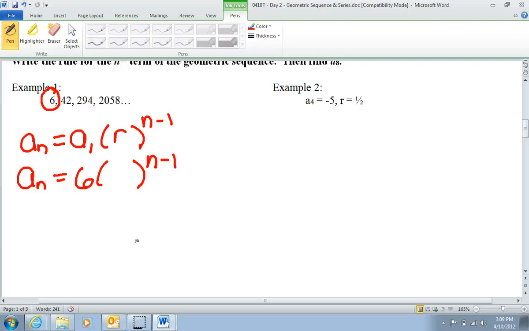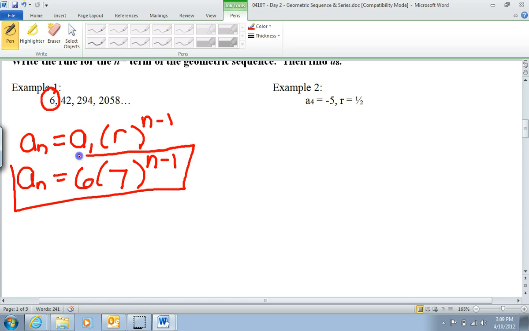True, okay? Get in the habit of thinking of it as a division problem, though. Think of it as 42 divided by 6. Each term divided by the previous term, that's your R. So can everyone that was hesitating now see that the R is 7? Is that clear? Okay. So there are 2 things we needed, A1 and R. We found them both, so we're done. That is the equation.